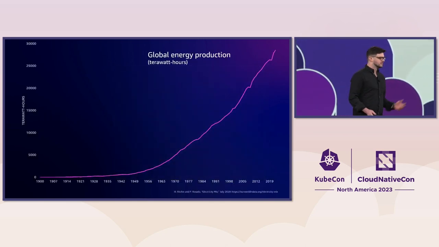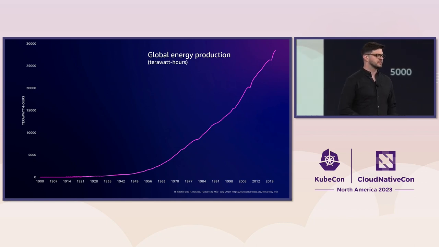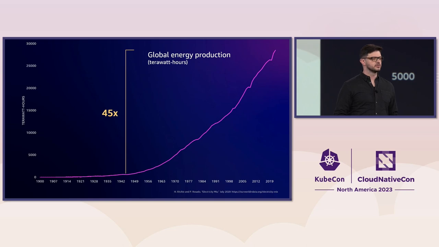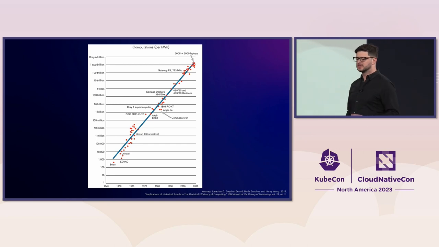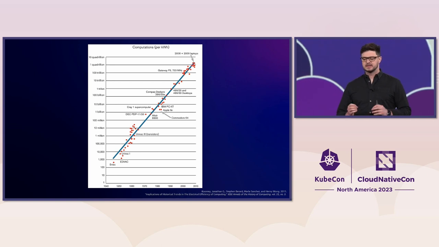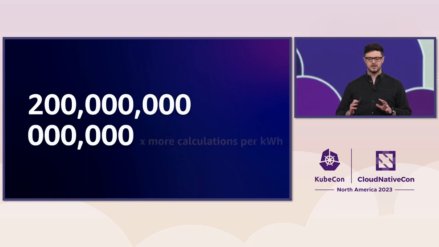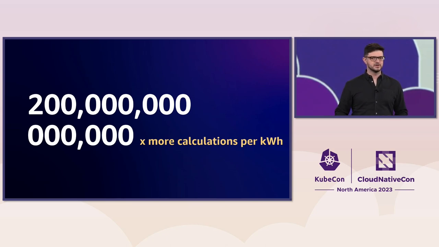And our energy production has been exploding. Today, we produce about 45 times more energy than we did in 1946 at the start of the computer age. And we've also become a lot more efficient using energy. Historically, the computation that we can get from a kilowatt hour has doubled about every 1.5 years. And so, if the global energy that we dedicate to computing, with that energy, we can literally perform 200 trillion times more operations per second than we could have performed with that same percentage of global power output in 1946.